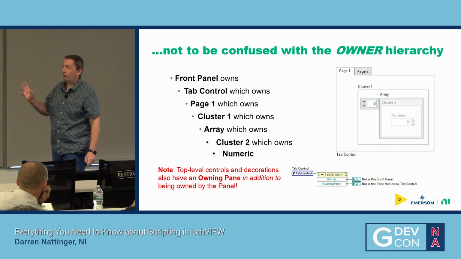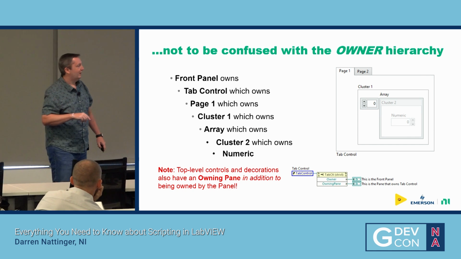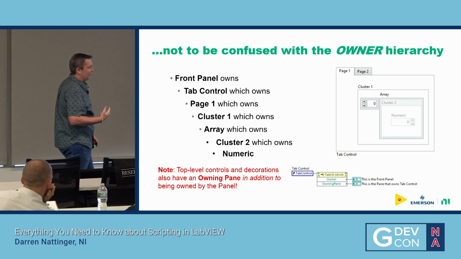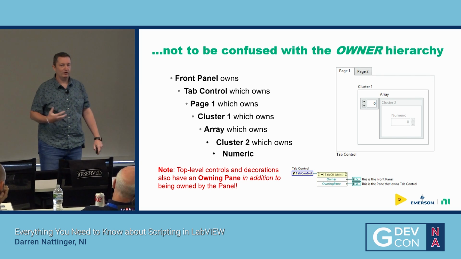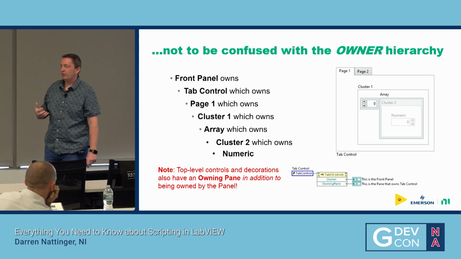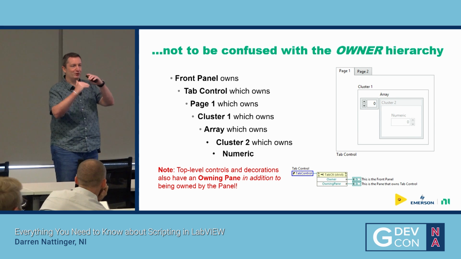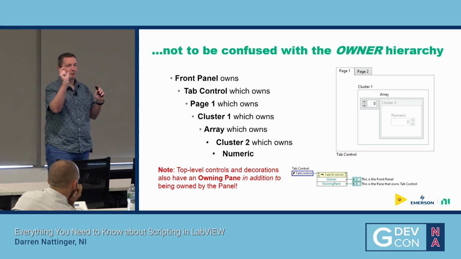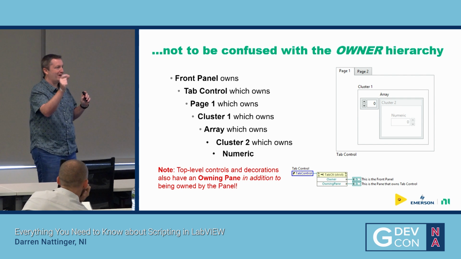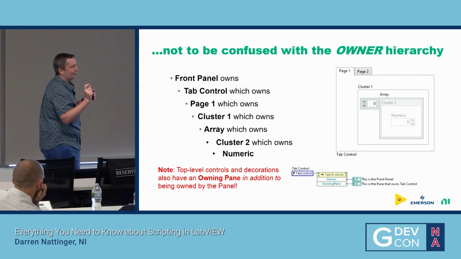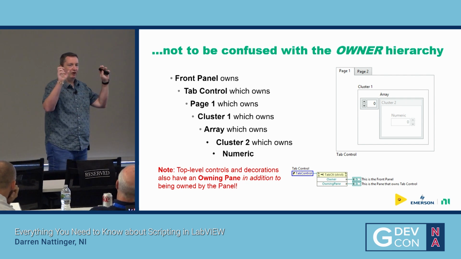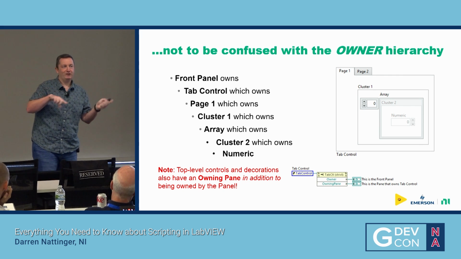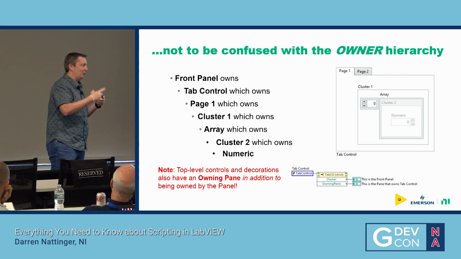Let's take a look at, sorry, one other thing to point out here. Anytime you see red text in these slides, it's probably me trying to call out something that's weird or that you should keep in mind. You would think that if you had a front panel with splitter bars and panes and you had a numeric sitting on one of those panes and you got its owner, you would get the pane. You don't. All controls on the front panel, no matter what pane they're on, their owner is the panel. You actually have to read a separate property to get the pane that owns a control.